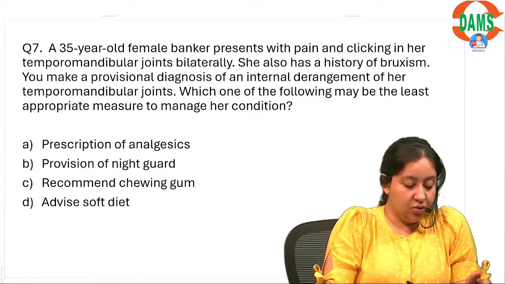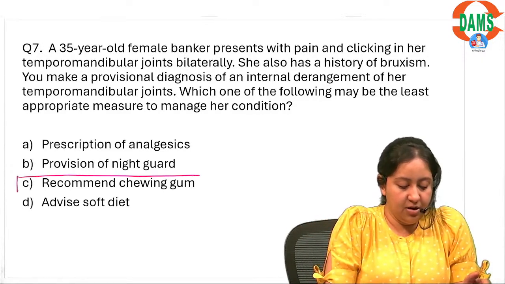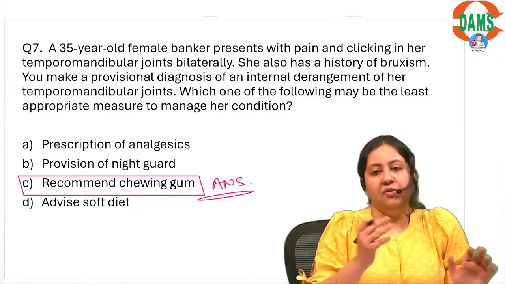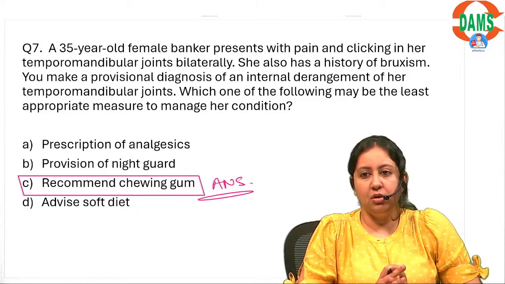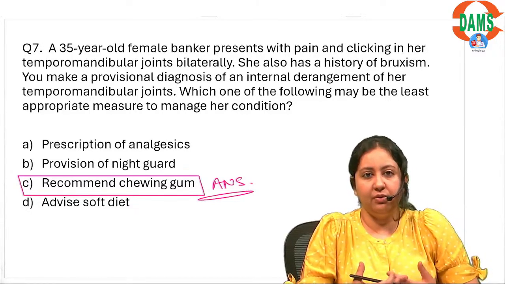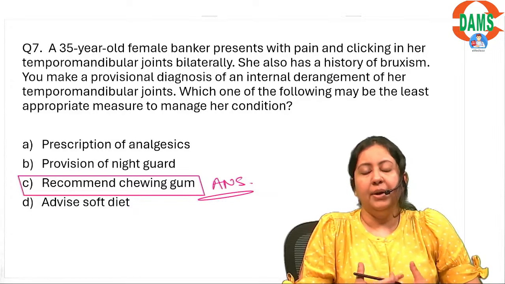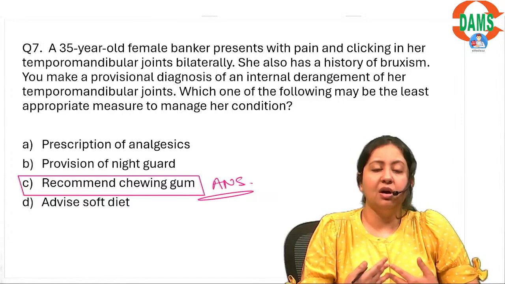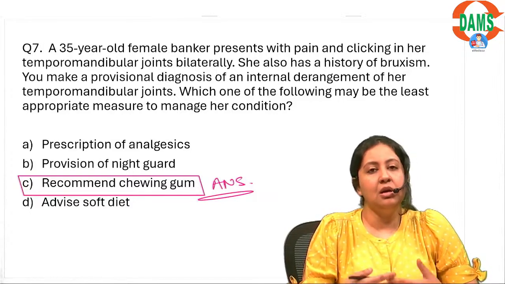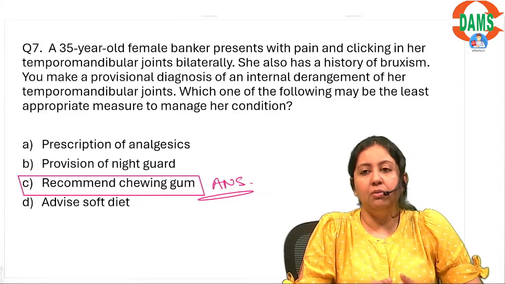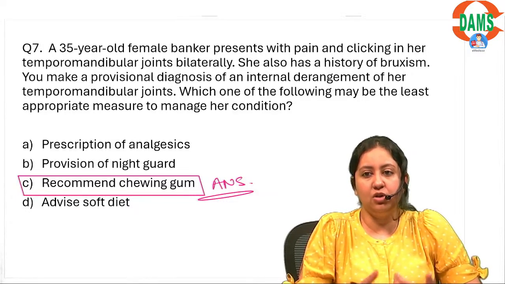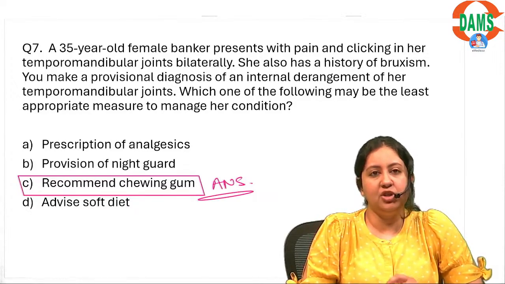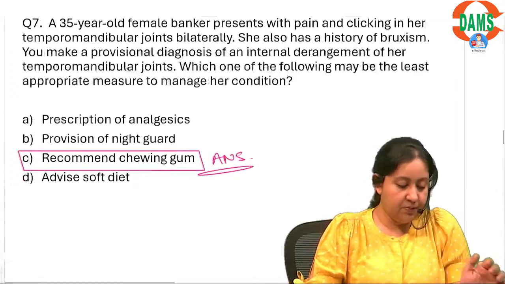Very good. So yes, the answer is recommend chewing gum. This is the correct answer. If it is an internal derangement patient, we would advise the patient to have rest, because chewing gum is going to lead to worsening of the condition. It is going to cause further fatigue of the masticatory muscles, causing further load or stressing out the joint. So we do not recommend chewing gum to a patient with internal derangement.